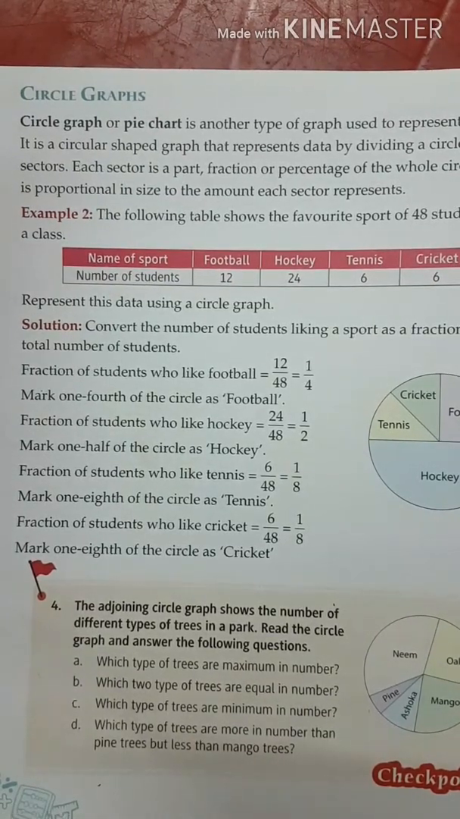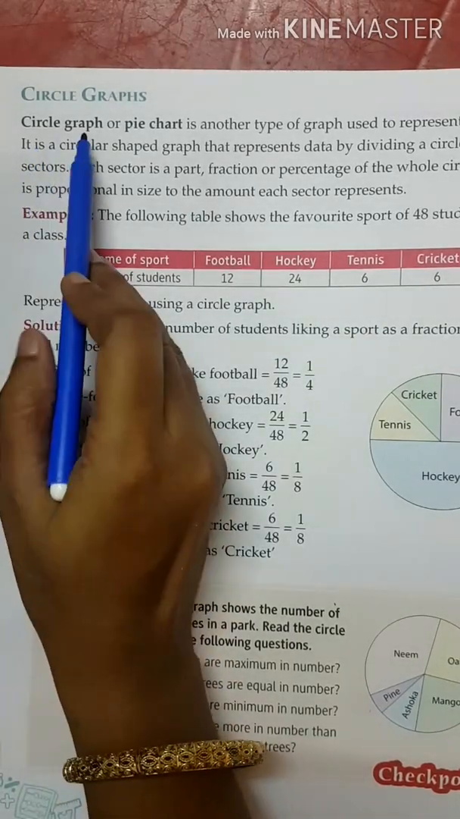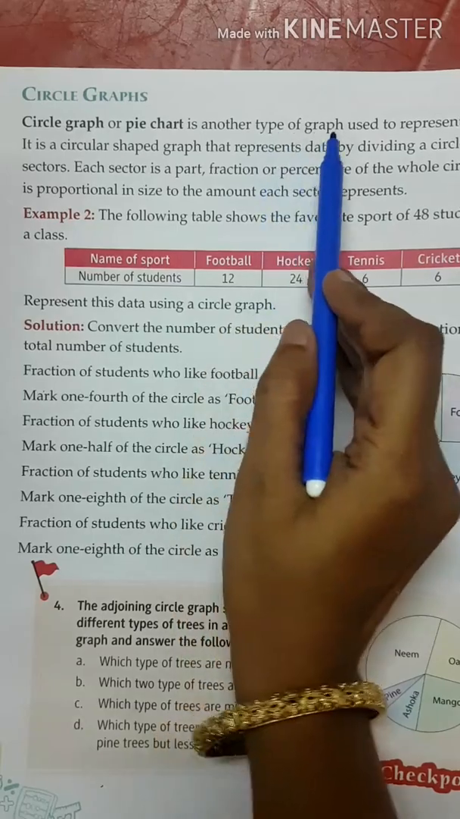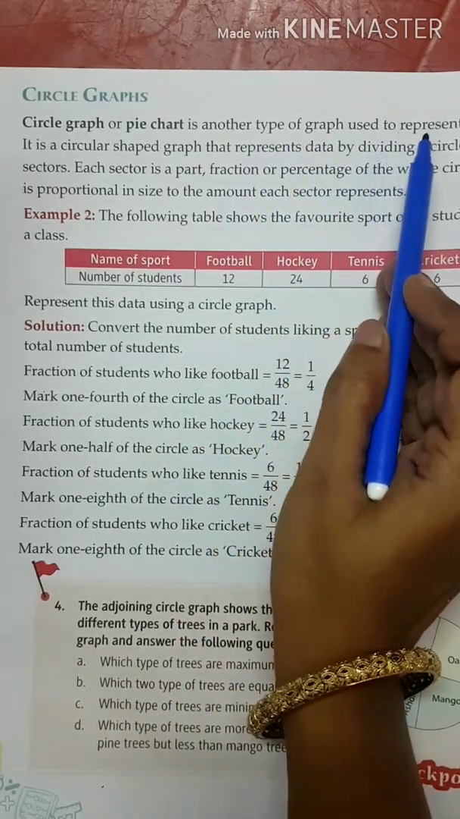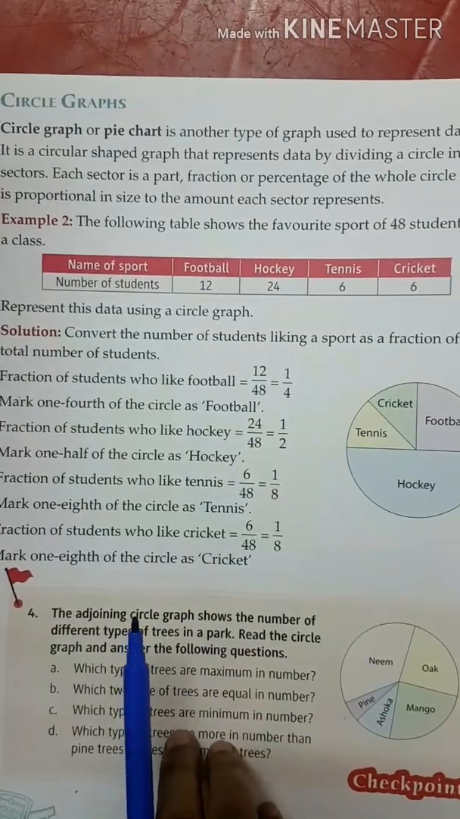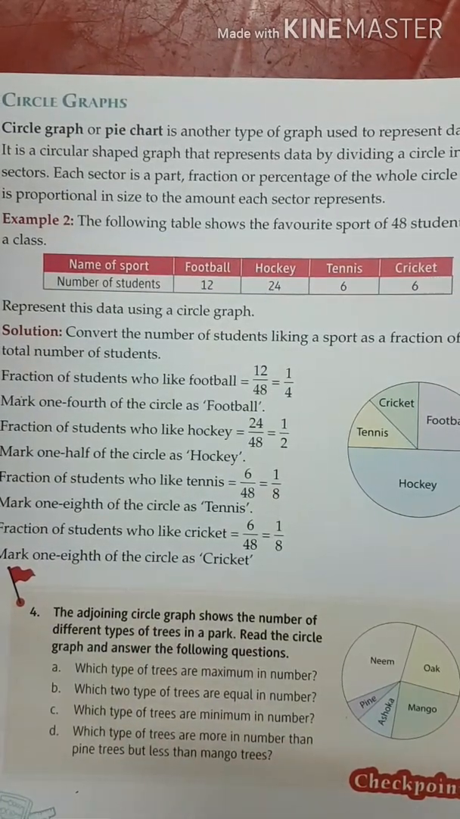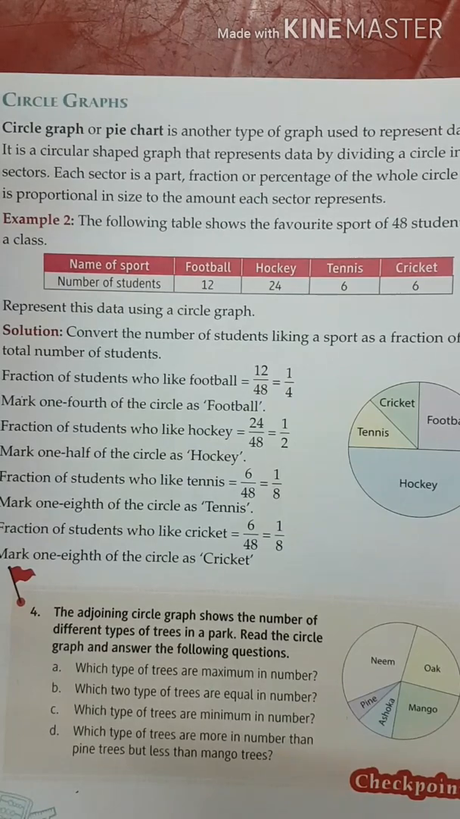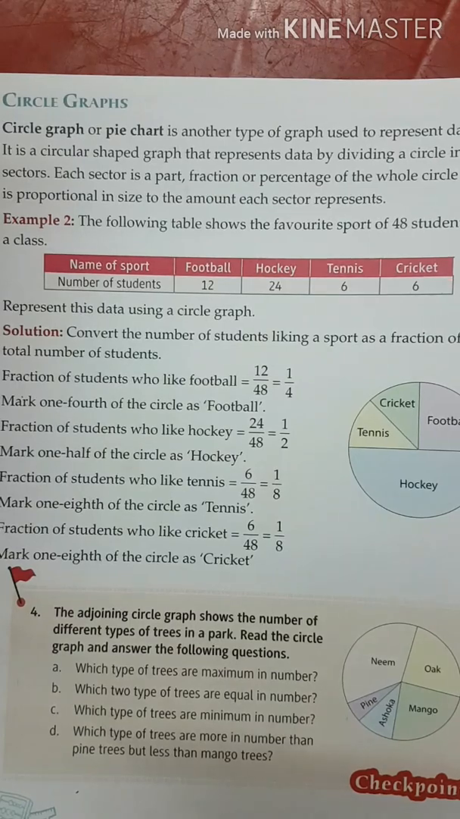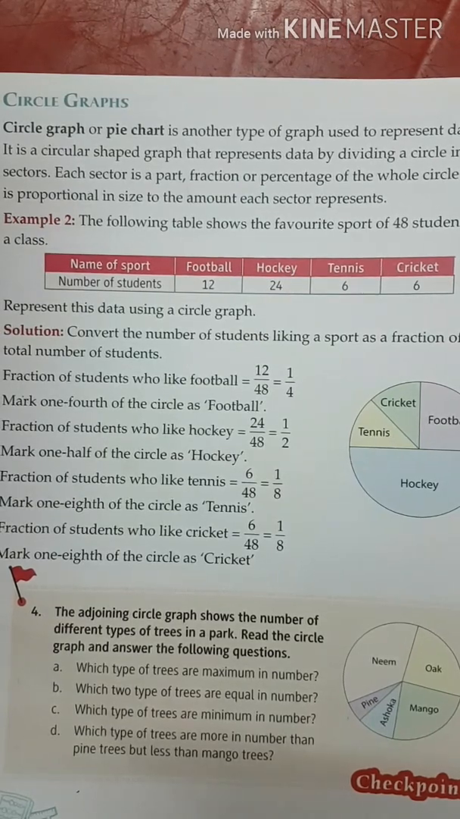Yes, look at the definitions. Circle graph or pie chart is another type of graph used to represent data. So actually, why we are using data handling? To represent the data. So we are using pictograph, tally marks, bar graphs, and also circle graphs. So this is one kind of method to represent the data.